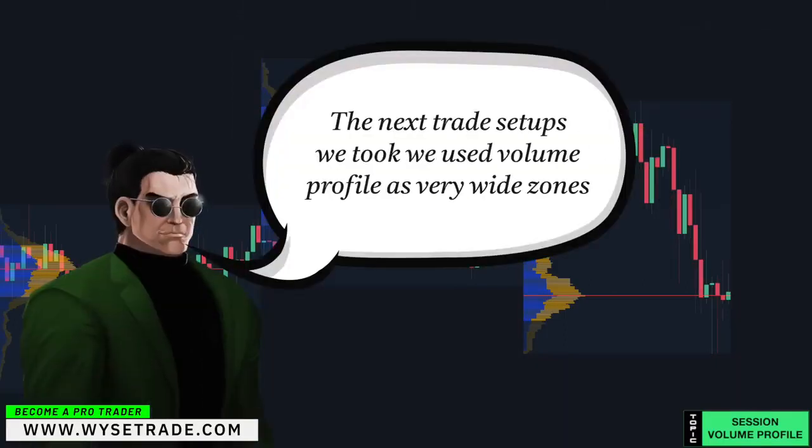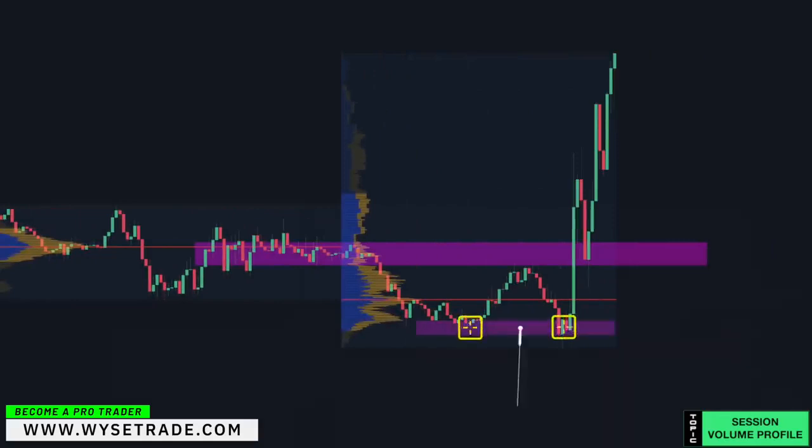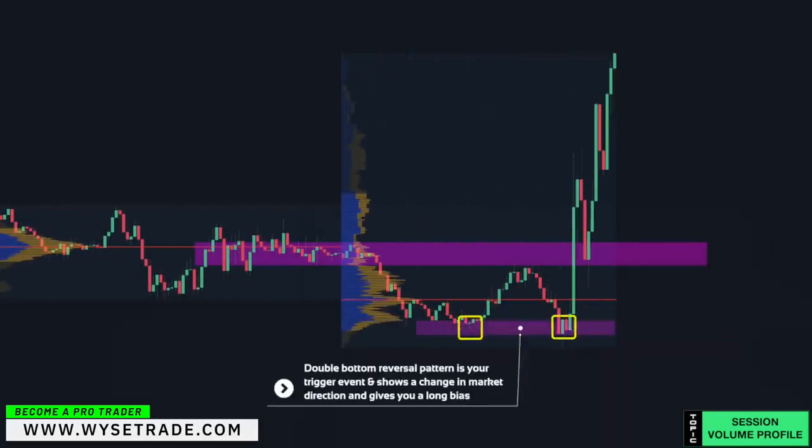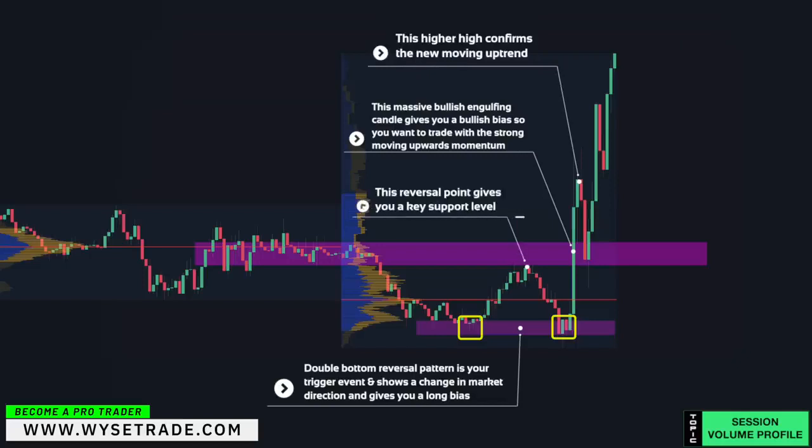Now, the next trade setups we took, we used volume profile as very wide zones. You had a double bottom reversal pattern, which shows a change in market direction and gives you a long bias. This massive bullish engulfing candle gives you a bullish bias, so you want to trade with the strong moving upwards momentum. This higher high confirms the new moving uptrend. This reversal point gives you a key support level.